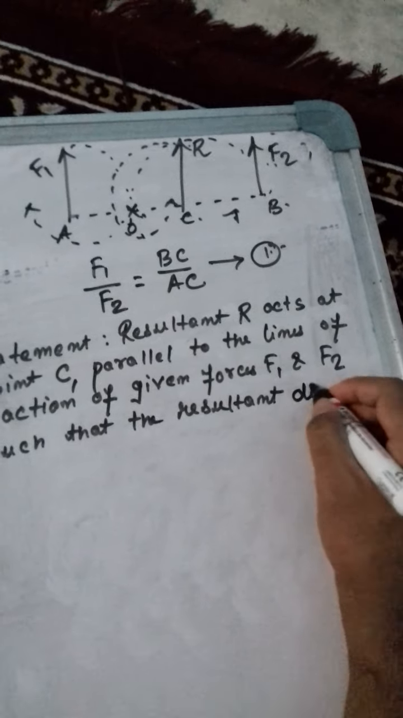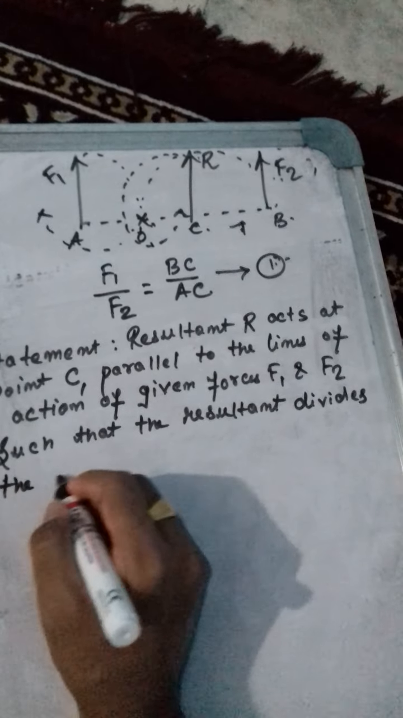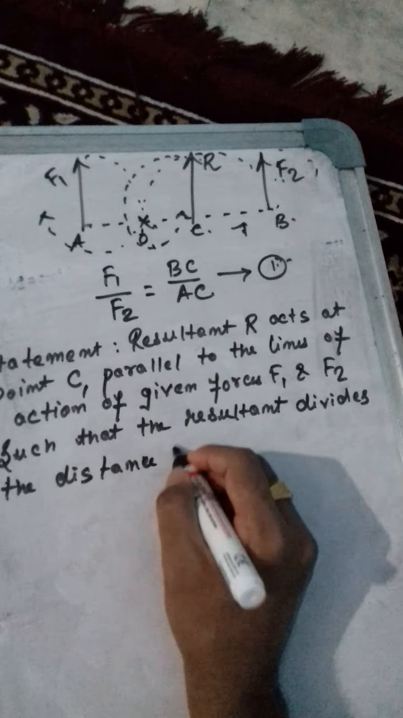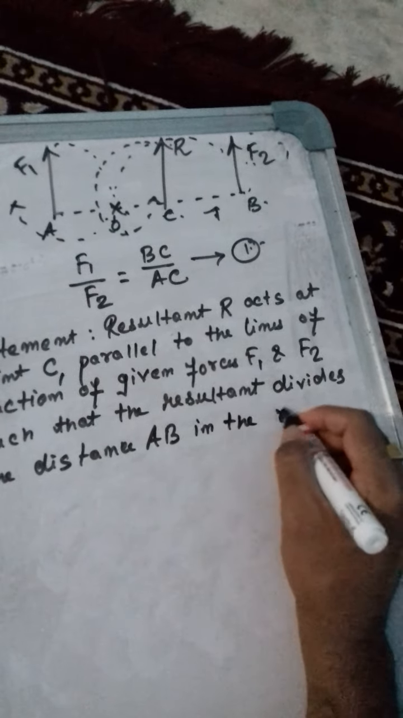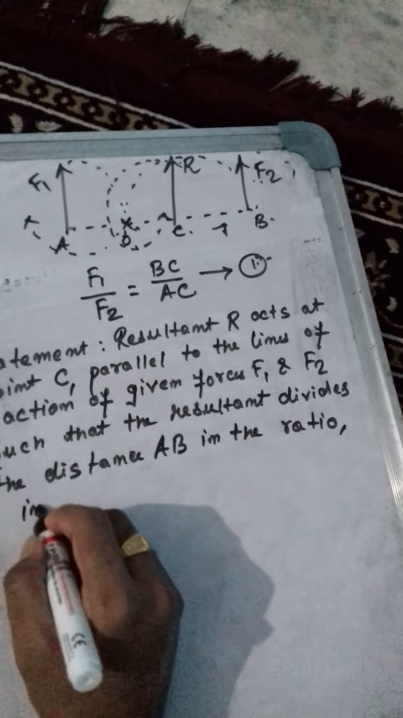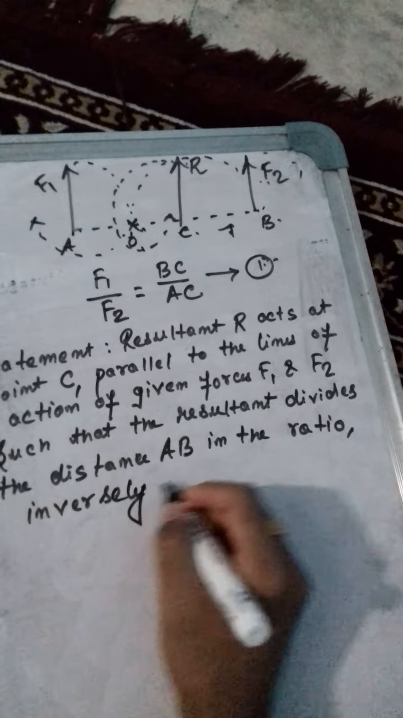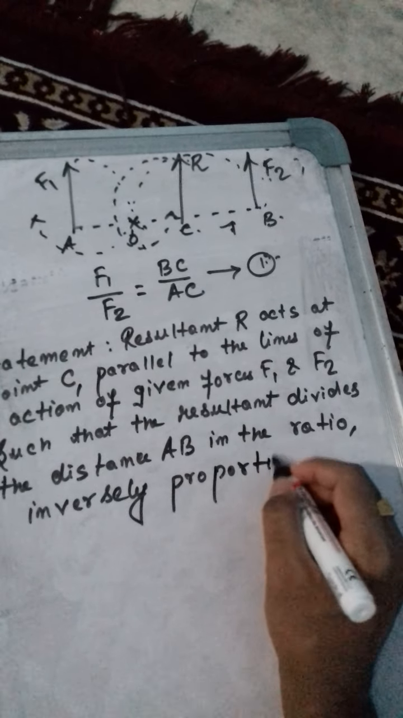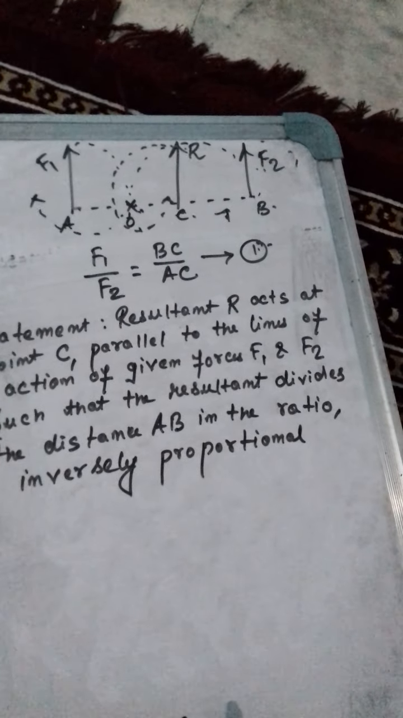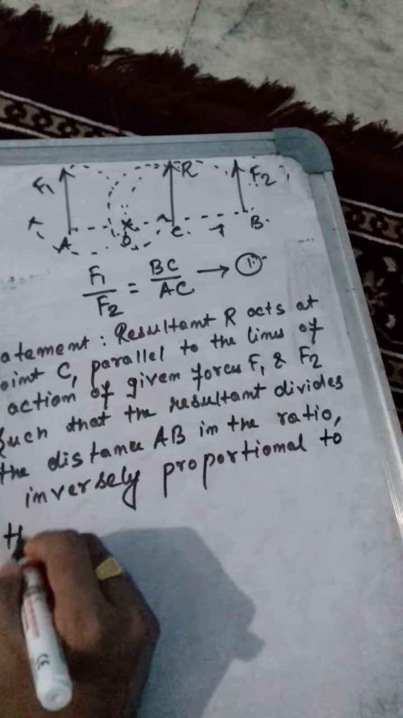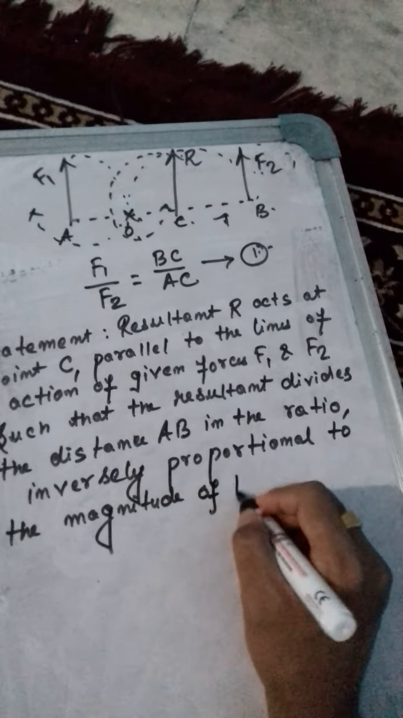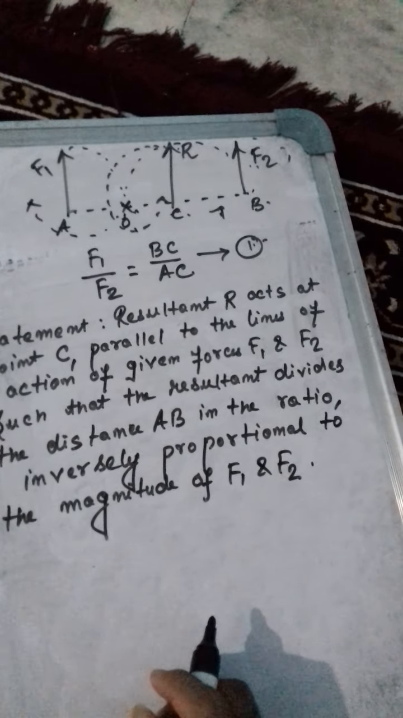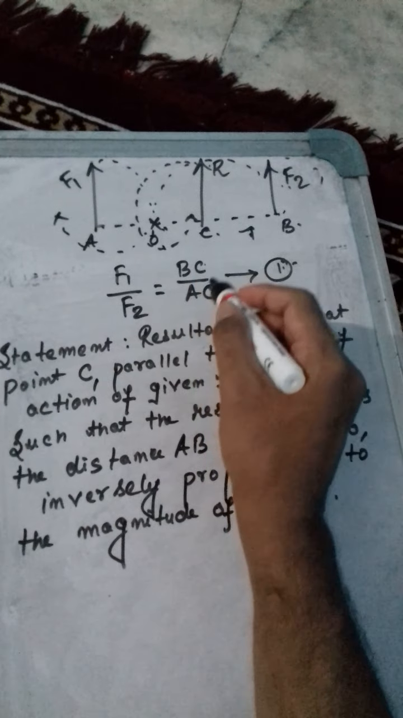divides the distance AB, that is the total distance, in the ratio inversely proportional to the magnitude of F1 and F2. That is, F1 by F2 is equal to BC by AC.